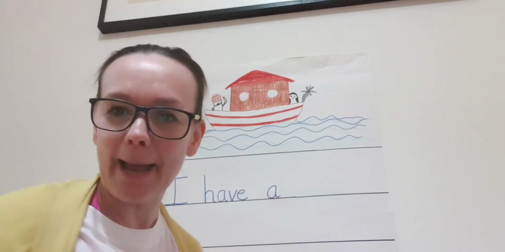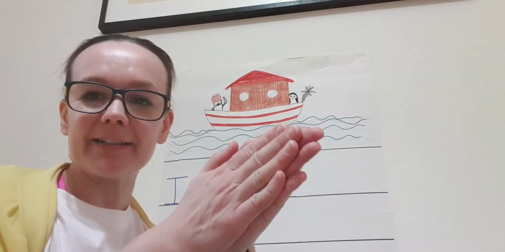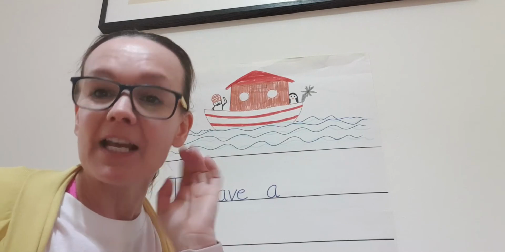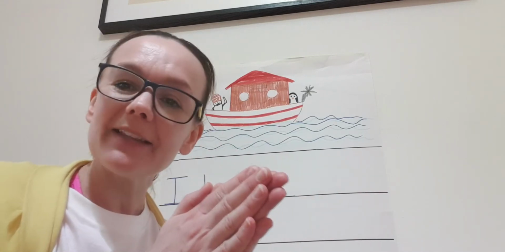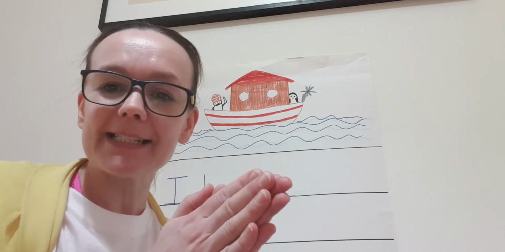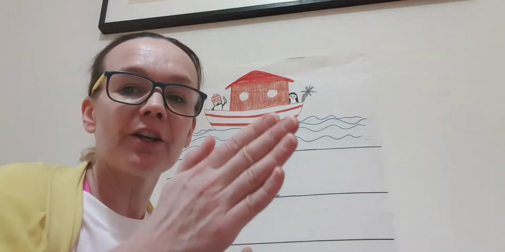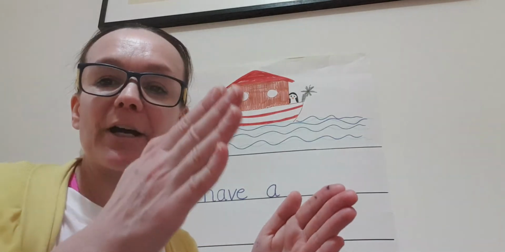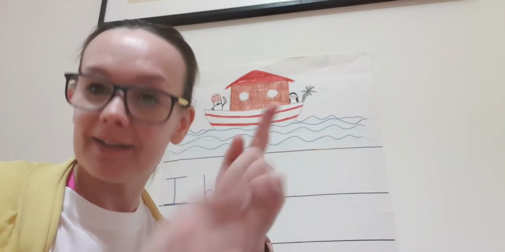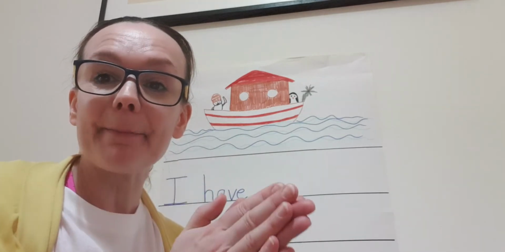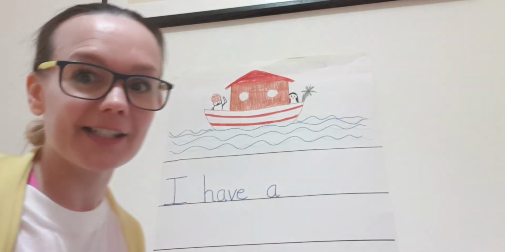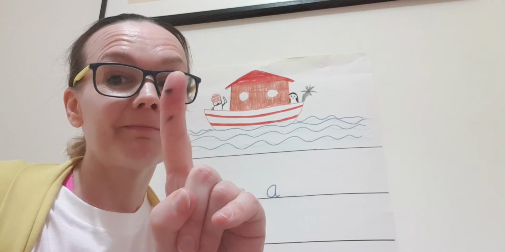We clapped cabin out. Cabin. To listen to the syllables. We're going to write the first syllable, cab. Okay, we can add the rest after. So cab. Let's sound out cab. Ready? K, a, b. Cab. Can you do it? K, a, b. Cab. Fantastic.